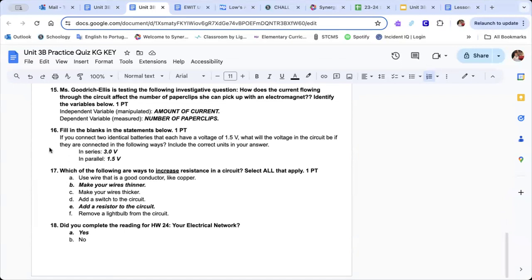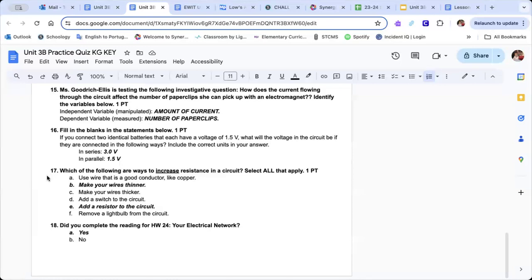This is testing our understanding of series and parallel. If you connect two identical batteries that each have a voltage of 1.5 volts, what will the voltage in the circuit be if they're connected in the following ways? Include the correct units in your answer. If I connect two batteries in series that each have a voltage of 1.5, the total voltage in the circuit will be 3.0 volts. Those two voltages add together. However, if I connect them in parallel, nothing will happen to my voltage in my circuit.